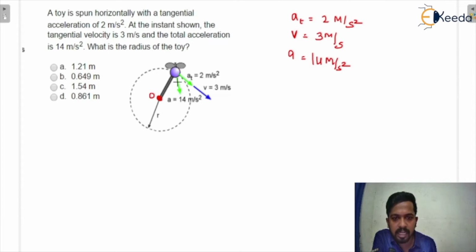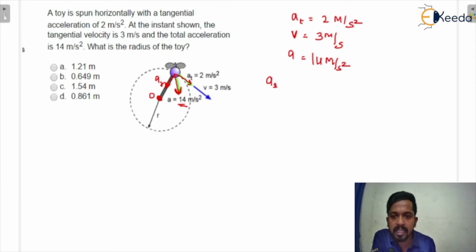And we know that the radial acceleration would be towards the center along the radius, that is denoted by AR. So this is tangential acceleration, this is radial acceleration, so total acceleration is here. Now we have to calculate the radius of the toy. How can we calculate?